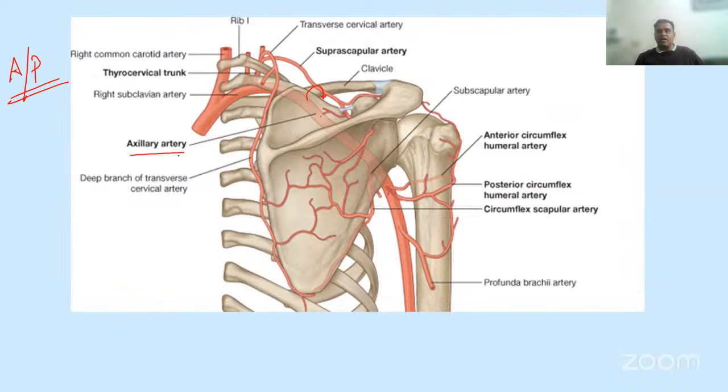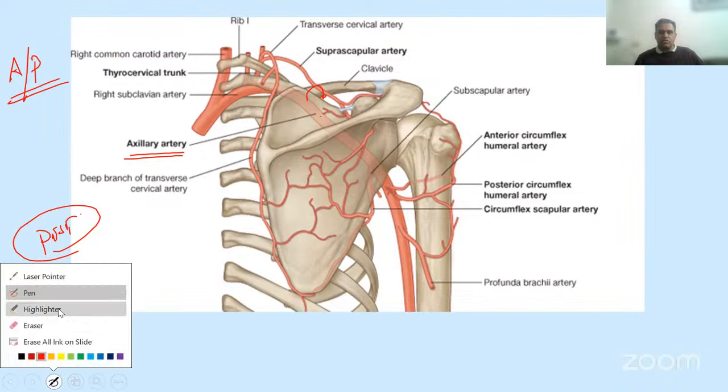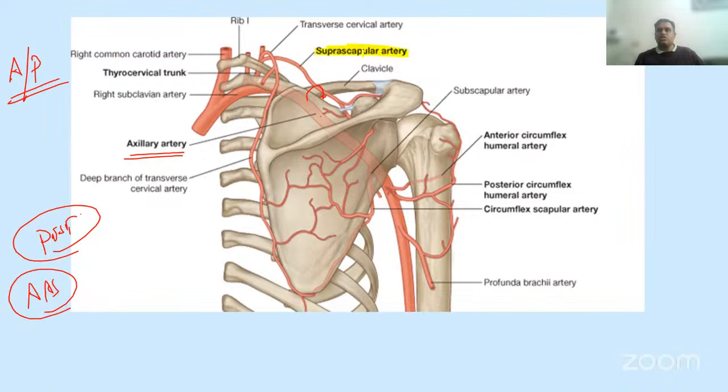If the axillary artery over here is lying in front of the scapula, which view is it? Yes, it is the posterior view. Here, basically, anastomosis around the scapula is being shown, and let us again use the highlighter to show you the suprascapular artery, the circumflex scapular, and the anterior and posterior circumflex humeral arteries.